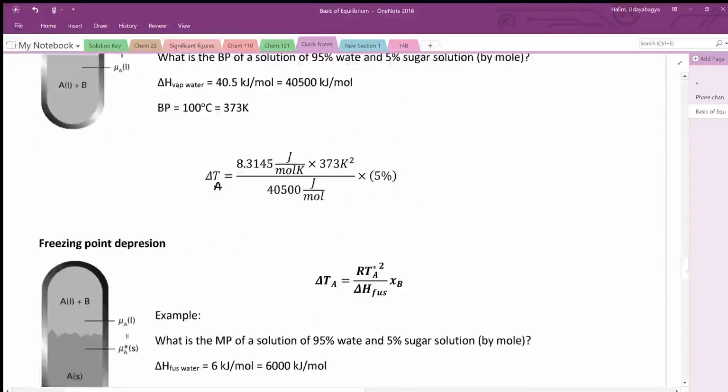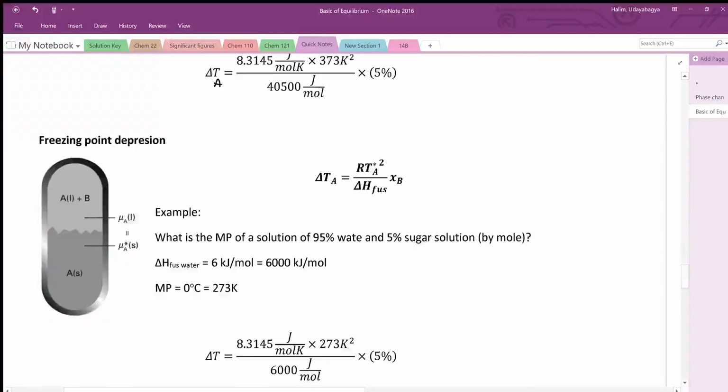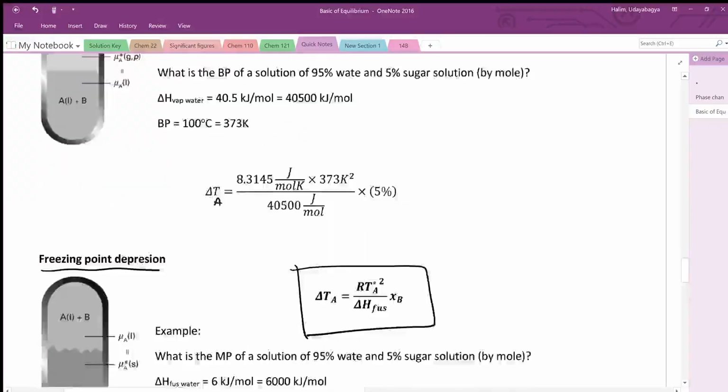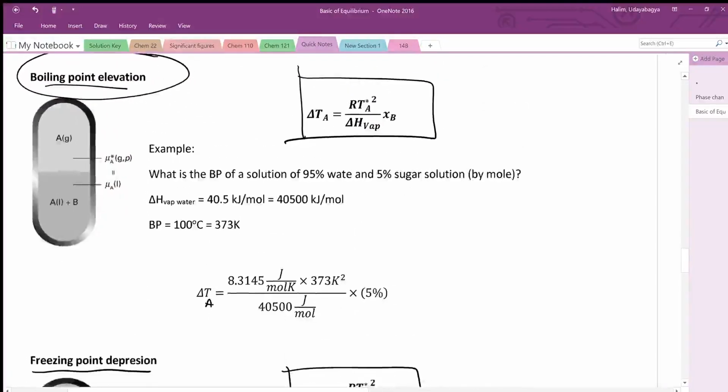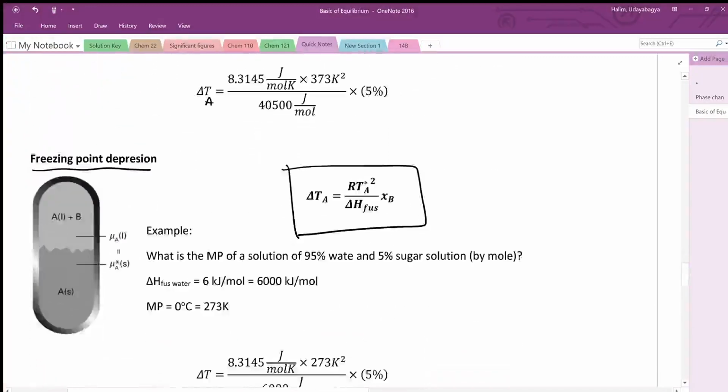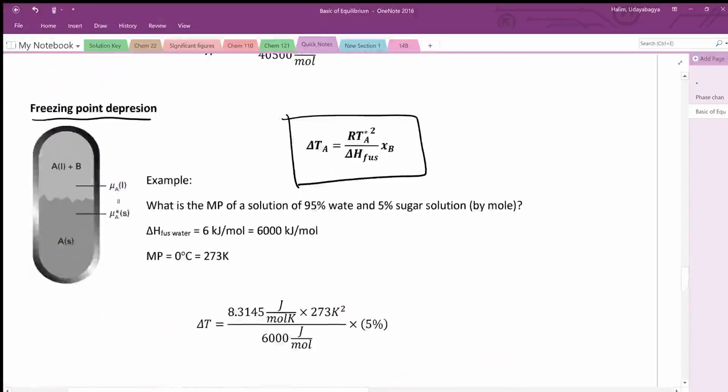Now, the second equation that I want to show is the freezing point depression. And if you look at that equation here and the one on the top, they're the same. I'm just changing the enthalpy of vaporization to the enthalpy of fusion, and I get an entirely different equation. The derivation is the same, but now I'm talking about fusion instead of vaporization.